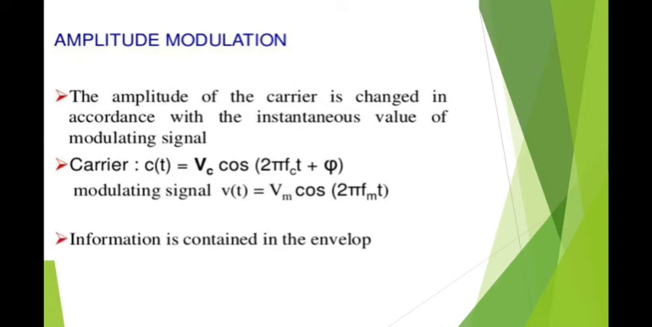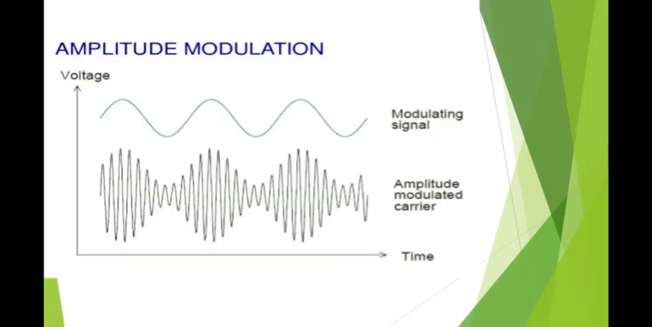Amplitude modulation. The amplitude of the carrier is changed in accordance with the instantaneous value of the modulating signal. Carrier c(t) equals Vc cos(2 pi fc t plus alpha). Modulating signal v(t) equals Vm cos(2 pi fm t). Information is contained in the above envelope. Here is the amplitude modulation figure.